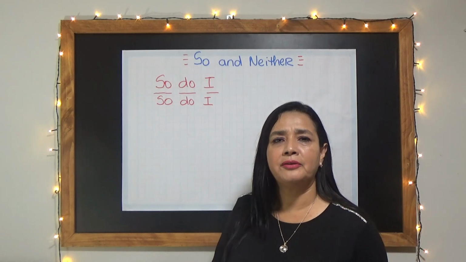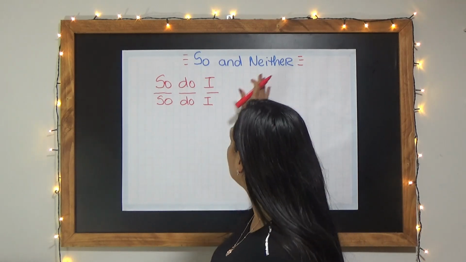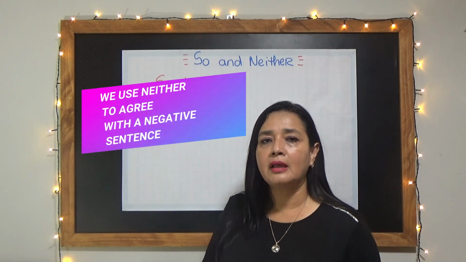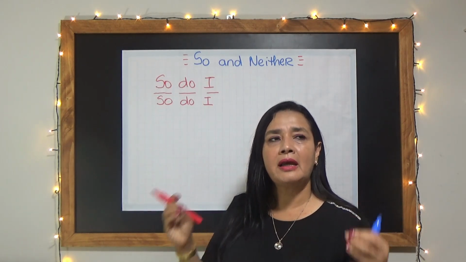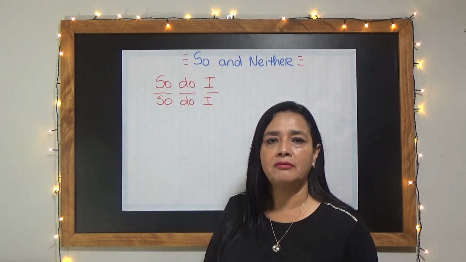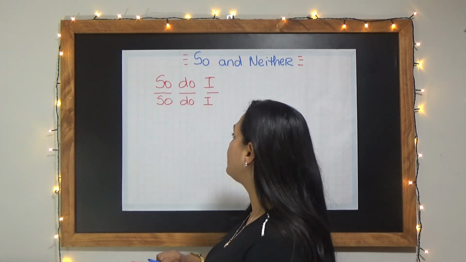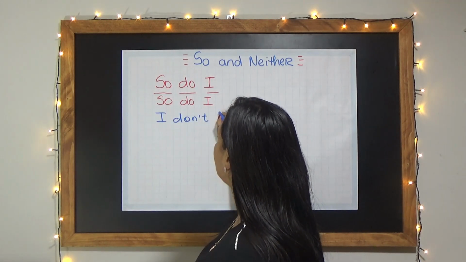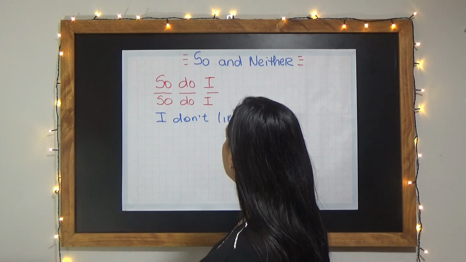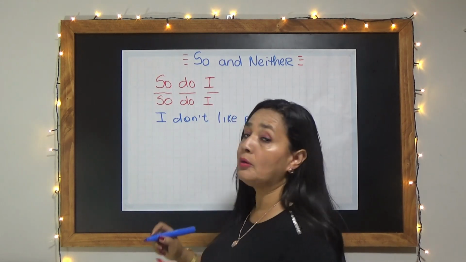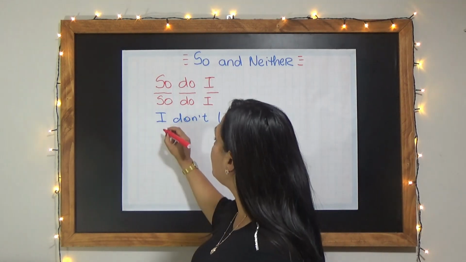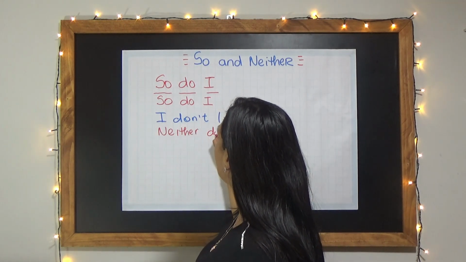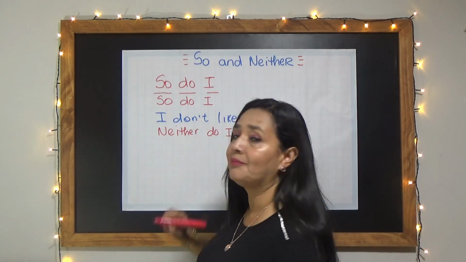What about "neither"? Let's see. We use "neither" when we are talking about something negative, something that is different in our opinion. For example, I do not like pizza. I don't like pizza. You can agree with me and you can say "neither do I", if you agree with me.